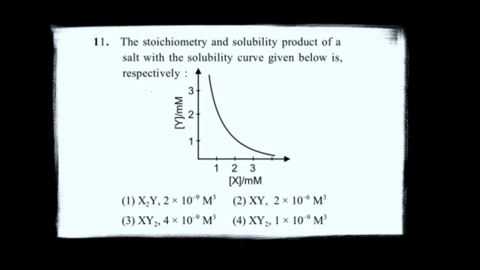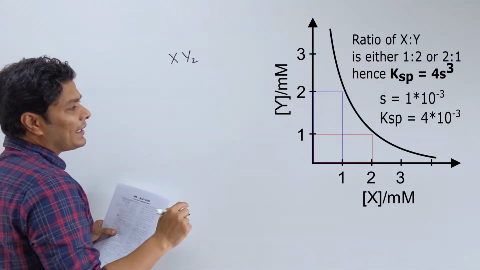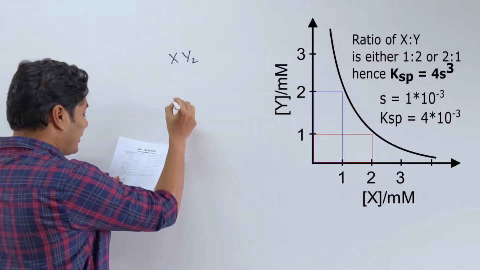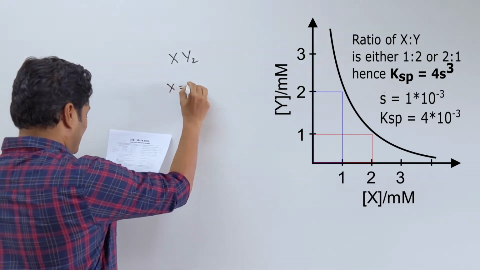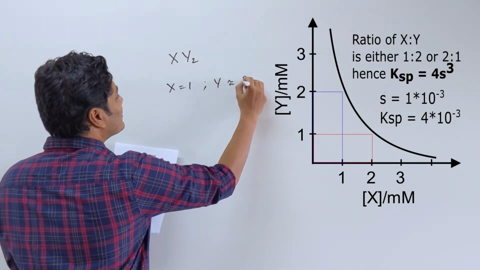Question 11. The stoichiometry and solubility product of the salt with the solubility curve given below is. This is a little trickier. We have not seen this pattern before. What you can do is plot them at any given concentration. So I am going to take, when x equals 1, y is roughly equal to 2.